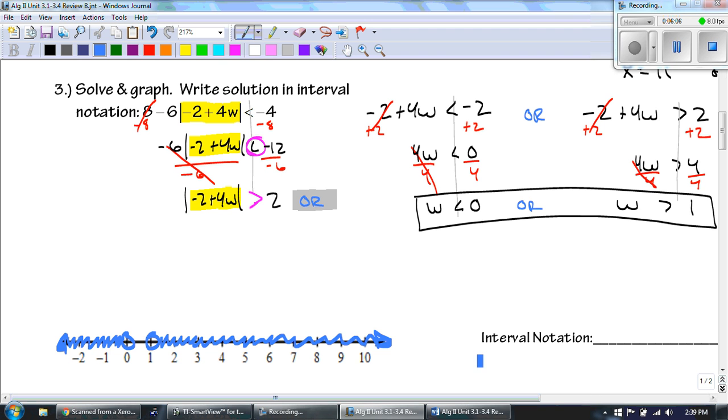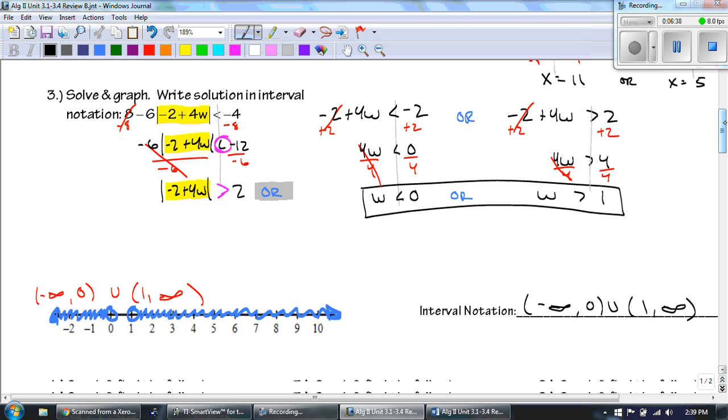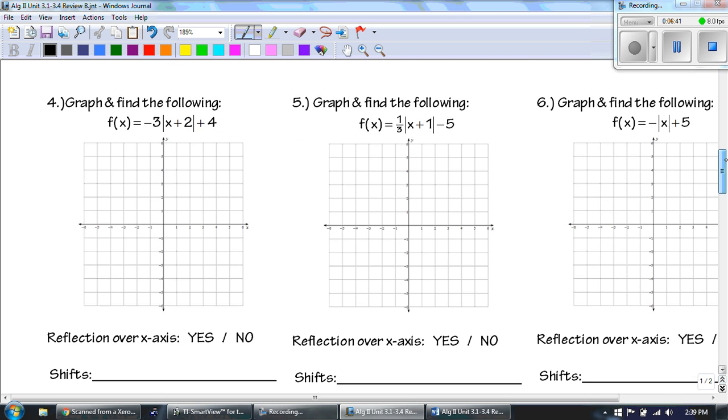So when I write that in interval notation, we start at negative infinity. Oh, not negative 8, negative infinity to 0. I'm open, there's a break, and then we pick up again at 1, and then we go all the way to positive infinity. All right, so I'm just going to write that on our line for interval notation. All right, there we go. Let's just keep moving along.